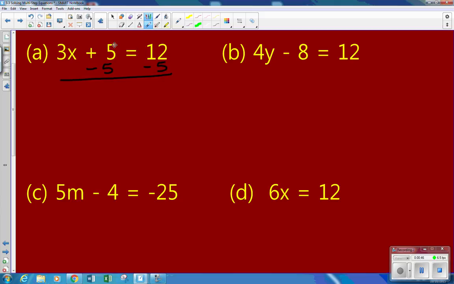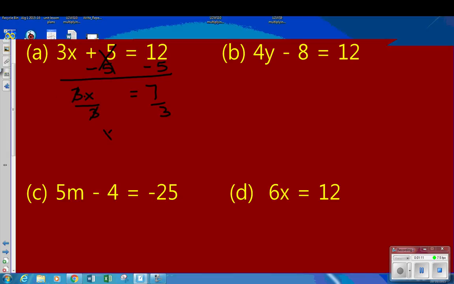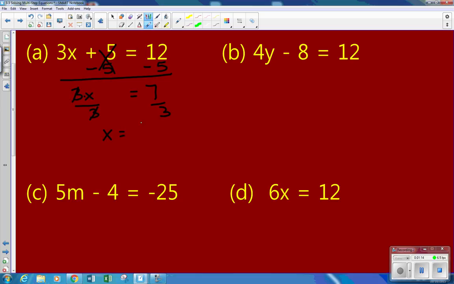Okay, and what this does, 5 minus 5 is 0. So now that 5 is gone, and I'm just left with 3x, or 3 times x. 12 minus 5 is 7. Now 3 times x, the opposite of times is divide. So I'm going to divide by 3. I have to divide the other side by 3. The only reason I do this is because on this side it cancels out, and I'm just left with our letter, x. X equals 7 over 3. We can leave it in decimal form, or we'll just leave it in fraction form, and that'll be it.